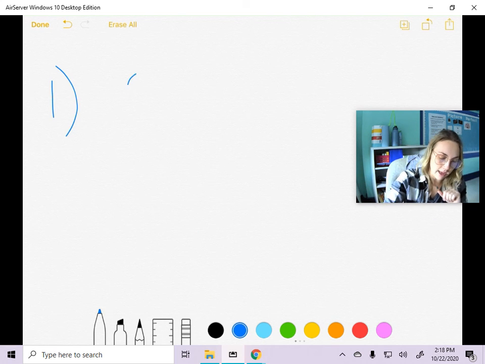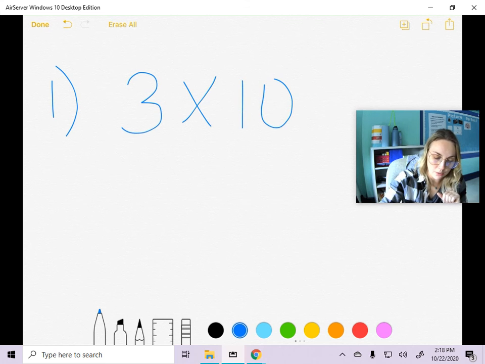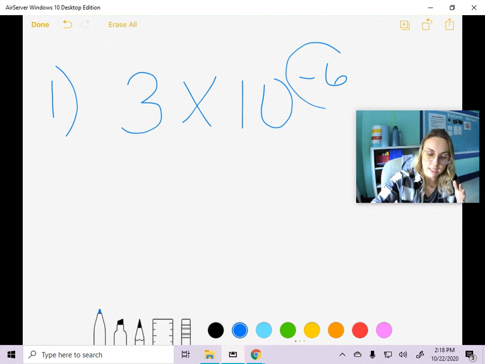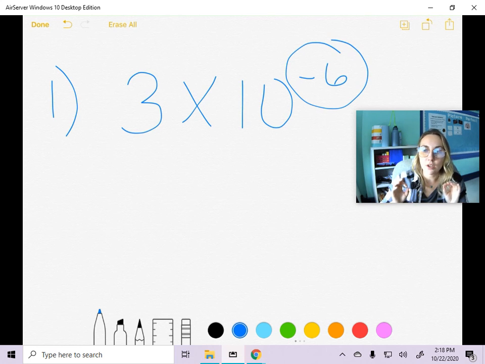In number 1, we have 3 multiplied by 10 to the negative 6th power. So again, this is a negative exponent. When you have a negative exponent, remember, you want to move that decimal to the left. In this particular case, you want to move it to the left 6 times.